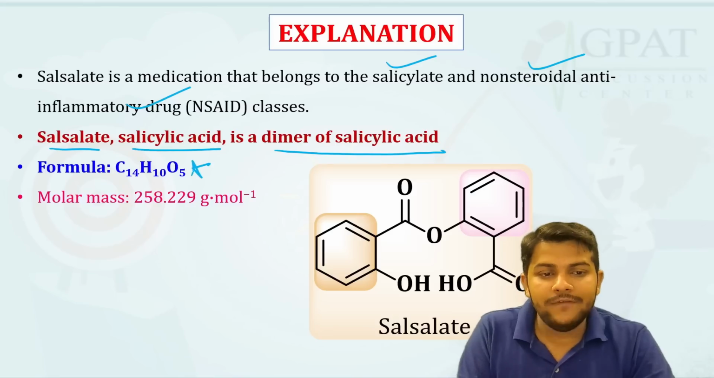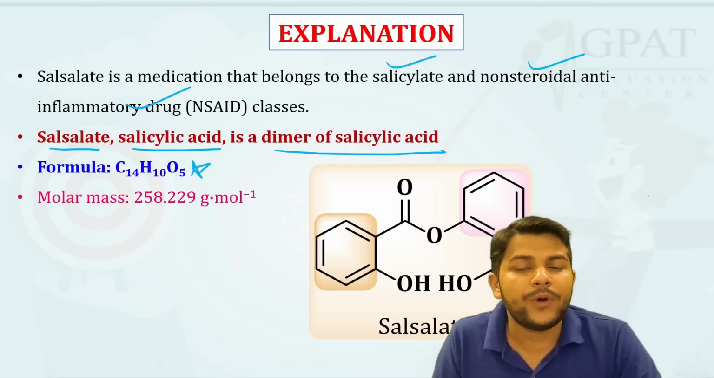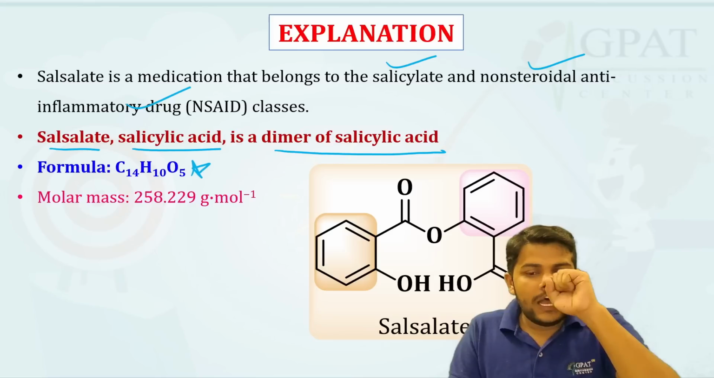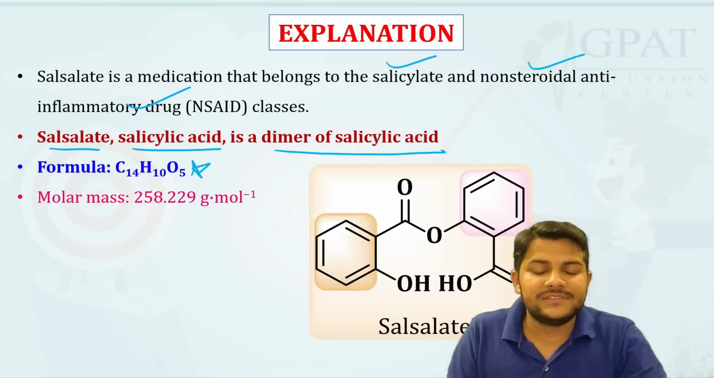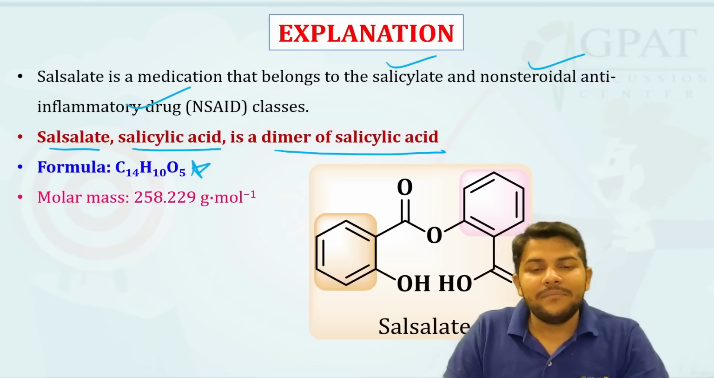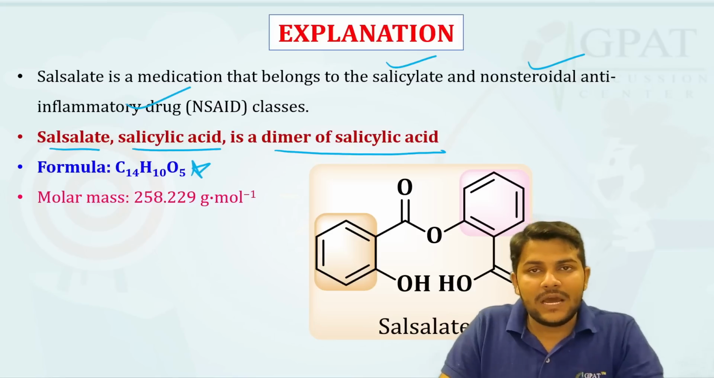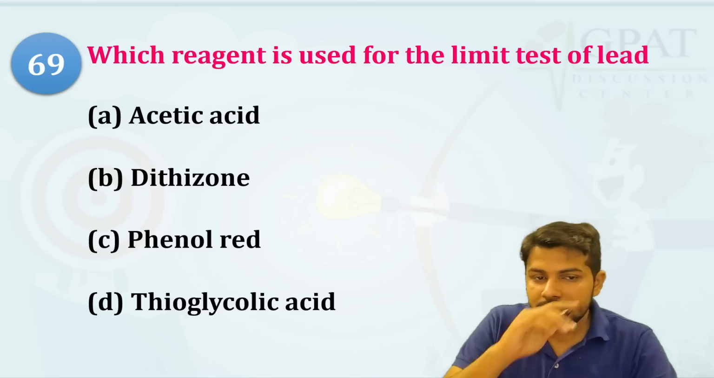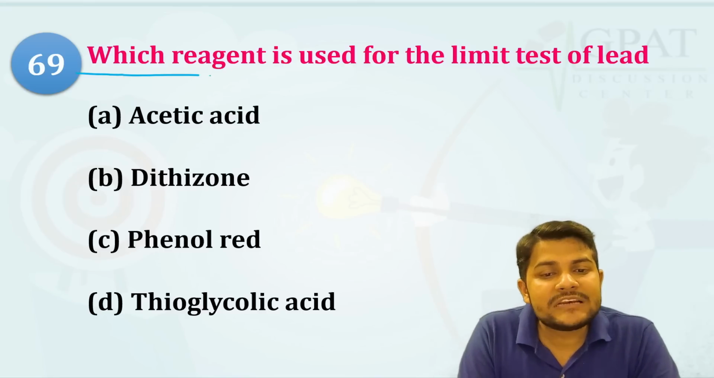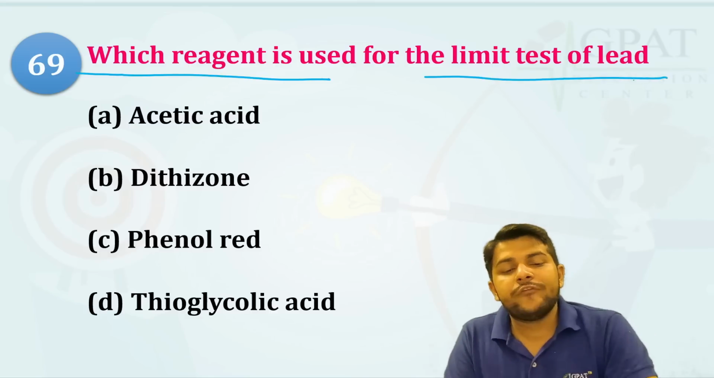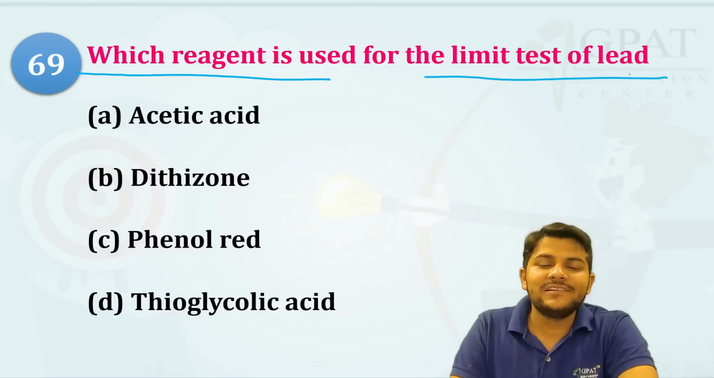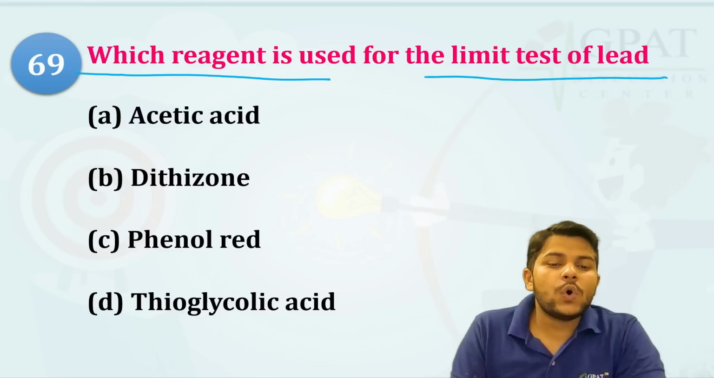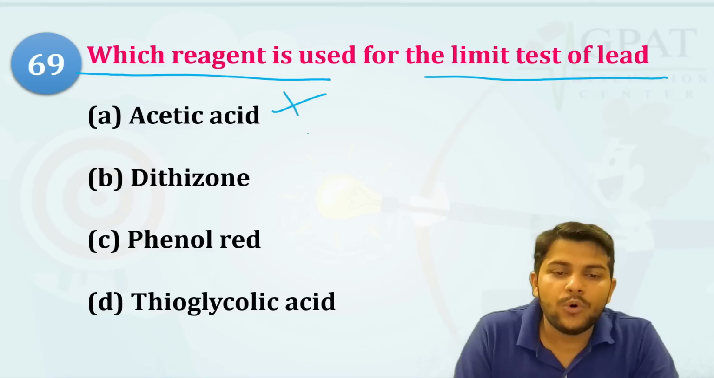So in the limit test of lead, we are just using dithizone, which principally has a violet color, but at the end it goes into red. We can say dithizone itself has a green color. The complex that is formed is violet in color, or the resulting solution is red in color. Sometimes we can use phenol red also at a very later stage, at the end of the lead limit test, just to clarify. But you just don't have to be confused. Phenol red is not so much used in the regular limit test of chloride. A minute quantity may be used for accuracy purposes.